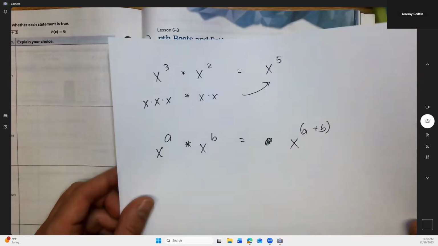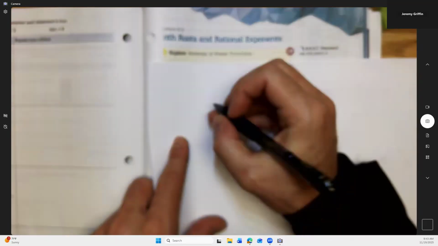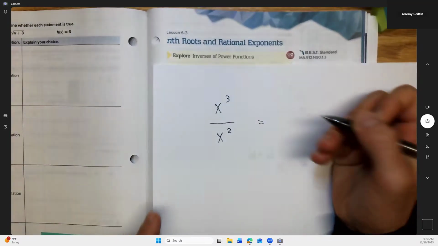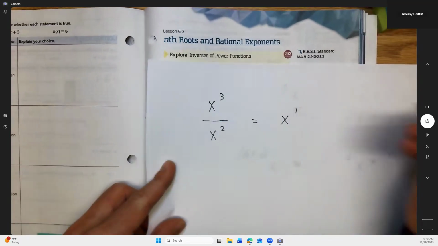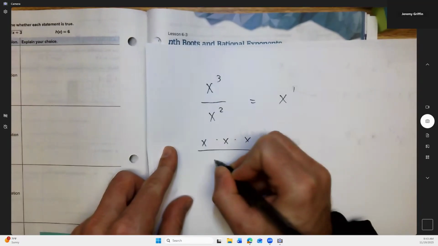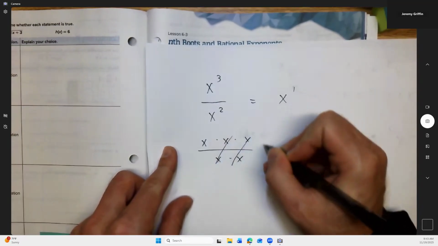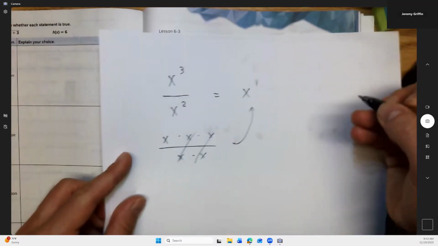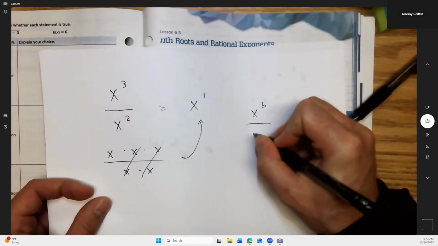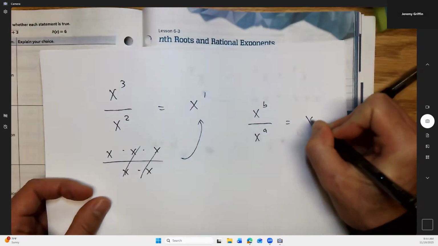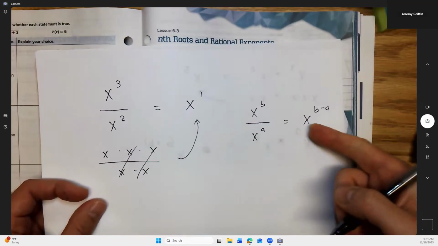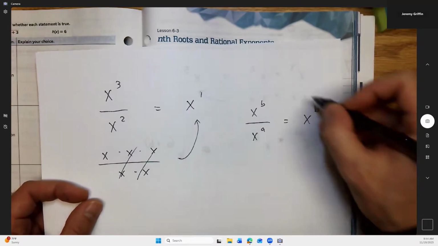What about the other way? What if I had x to the power of 3 divided by x to the power of 2? What's that? Just x, or x to the 1. Expanded out, it would be x times x times x, all divided by x times x, so it just leaves x. So the general rule is that you have x to the b divided by x to the a, and you subtract the exponents. In this case, 3 minus 2. So there's the rule.